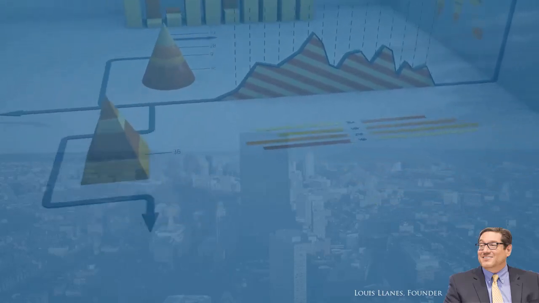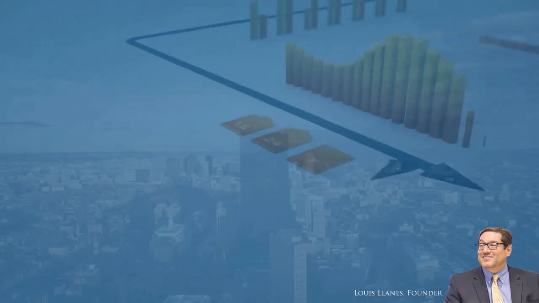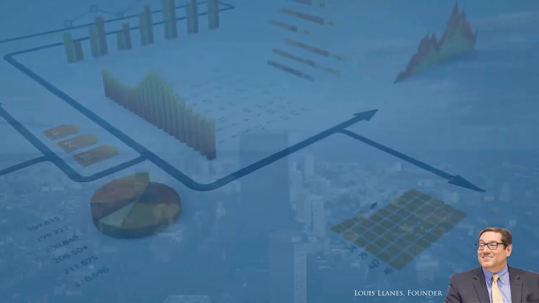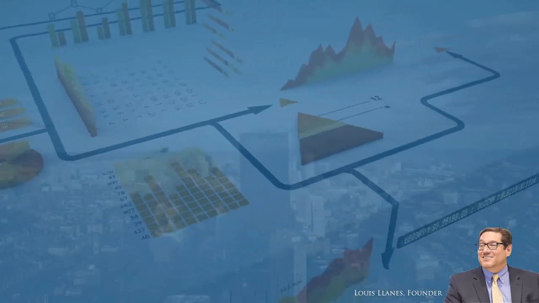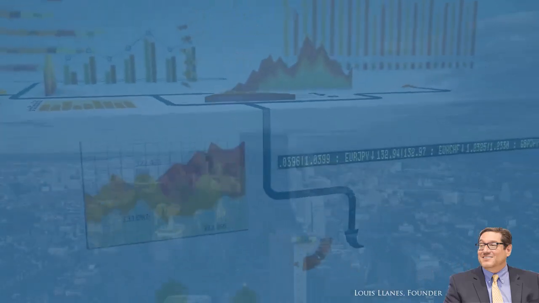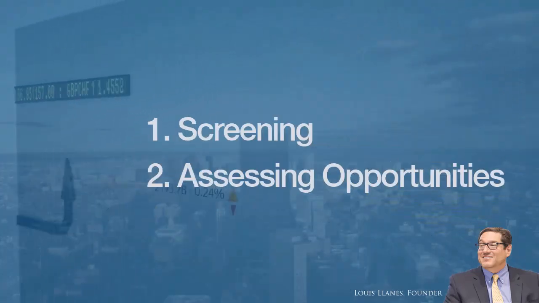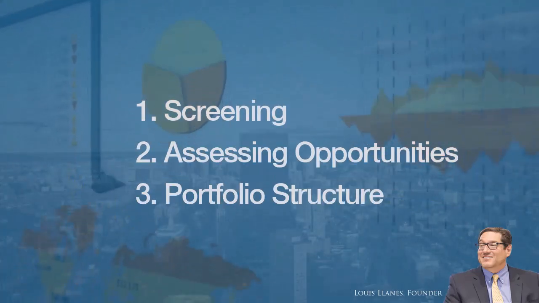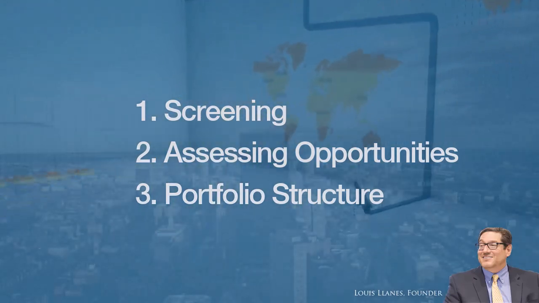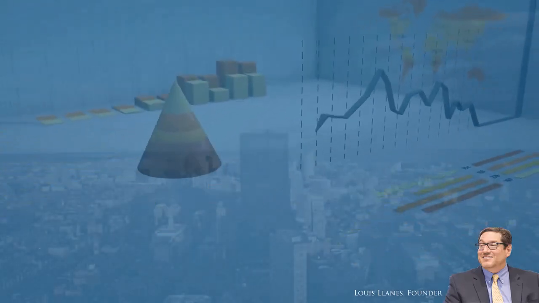So I've been working this week a lot on refining some of our processes, and I wanted to go over a general overview. What I'm going to show you is a high-level schematic overview of our equity portfolio process. I'm going to be talking about screening, assessing opportunities, and portfolio structure, or portfolio construction. Let's just get started.